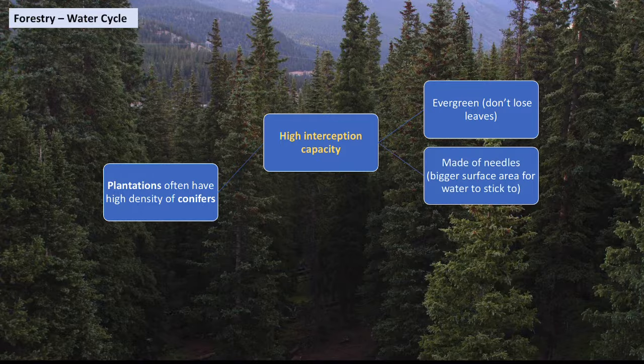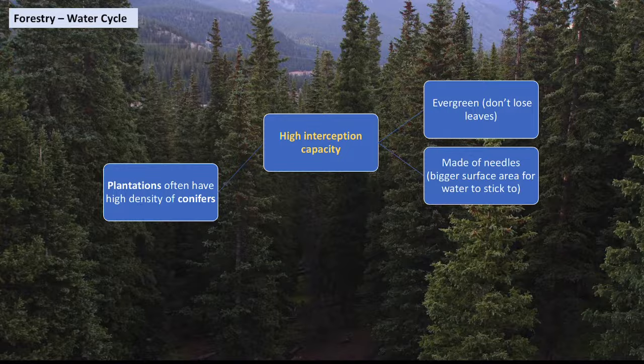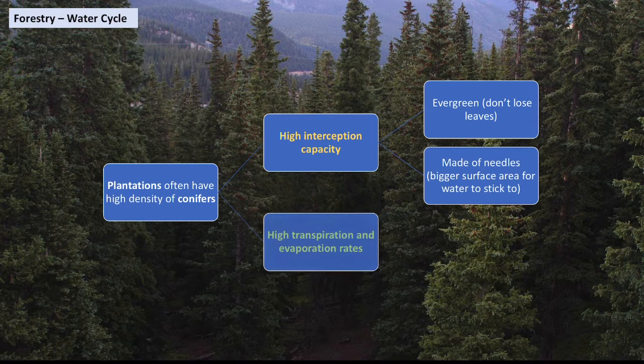They're also made of these needles, unlike most deciduous trees, which have broad leaves, and these actually are able to trap the water in between the needles. They give it a slightly bigger surface area, and that means the water actually sticks in the gaps, and therefore it can intercept more water. And it also leads on to our next fact, so that means it can evaporate from those gaps and into the atmosphere.